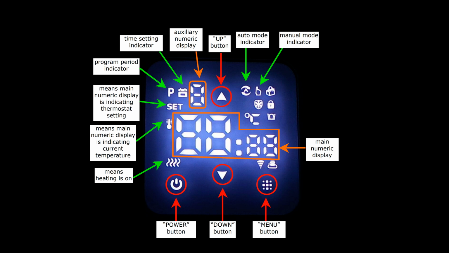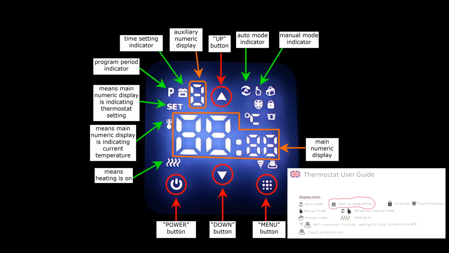The user manual actually identifies that as the open window indicator, but I think that could be an error because this icon here, which looks more like an open window with 2 side windows open, look, I believe that's the open window indicator, and the one that we looked at a moment ago, contrary to what the user manual says, that's not the open window indicator, that's the time setting indicator, the one that looks like a calendar.